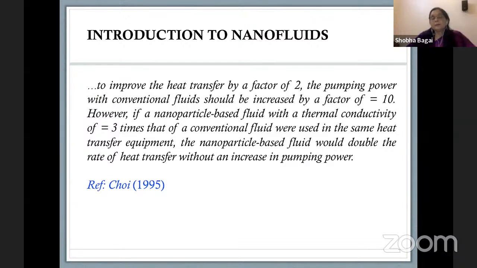So that means, in the conventional way, if you needed to double the efficiency, the pumping power had to be increased 10 times. But in case the nanofluid being used has a thermal conductivity which is just 3 times your conventional fluid, then with the same pumping power, you can increase the heat transfer by a factor of 2. Right, so that is what he predicted, or proposed, in 1995.